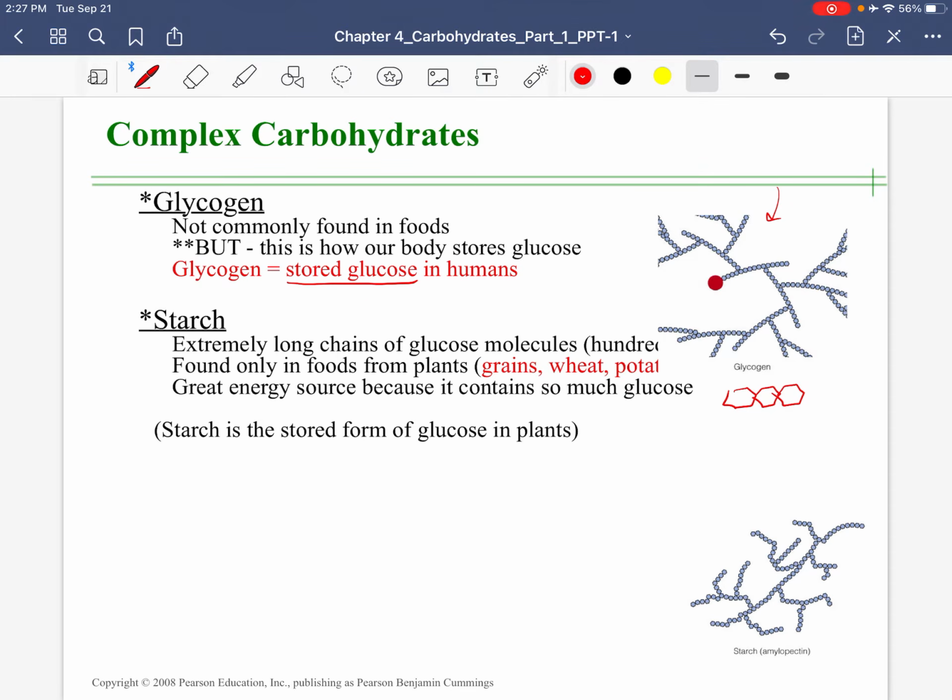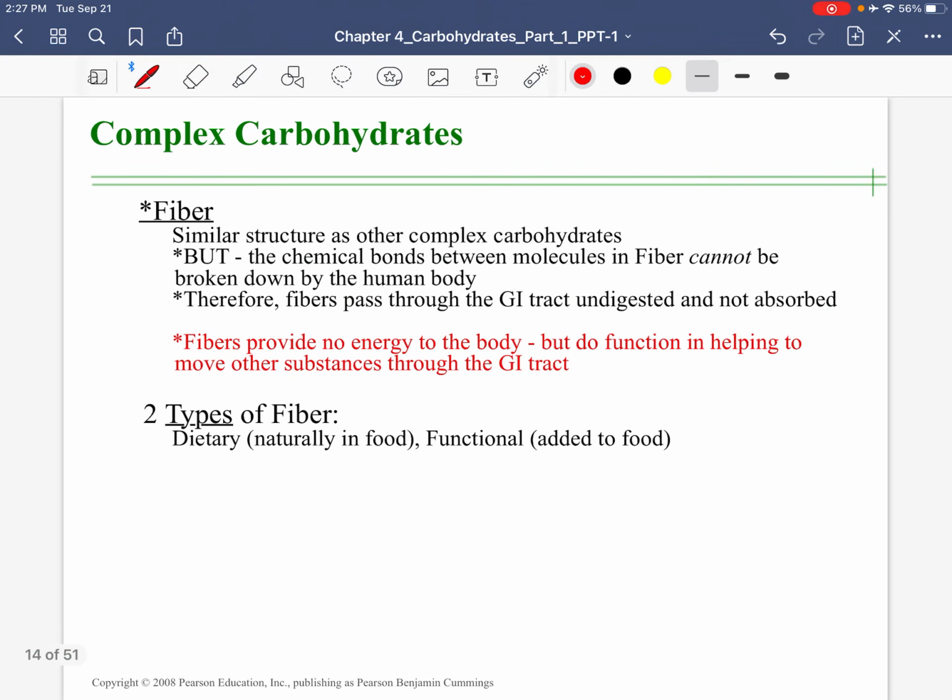Okay, cool. Starch is found in food. We find it in potatoes, pasta. Okay, so starch, really long chain of sugars. It's found in potatoes and grains, pasta. Then we have fiber.